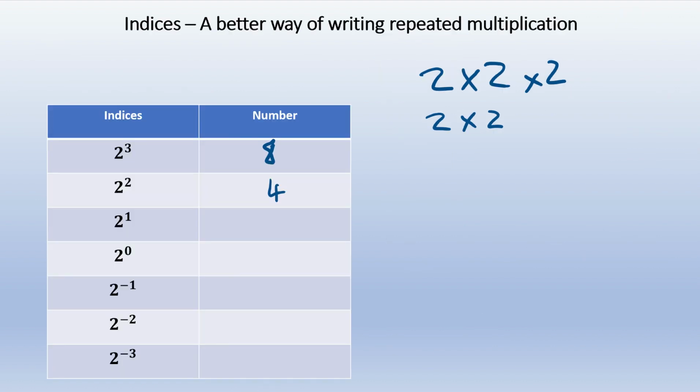But what I want to have a look at is what happens when my exponent starts getting smaller and smaller. So if you'll notice, just in case you weren't aware, I put my exponent starting at 3 and going down to 2, 1, 0, and then minus 1, minus 2, and minus 3.